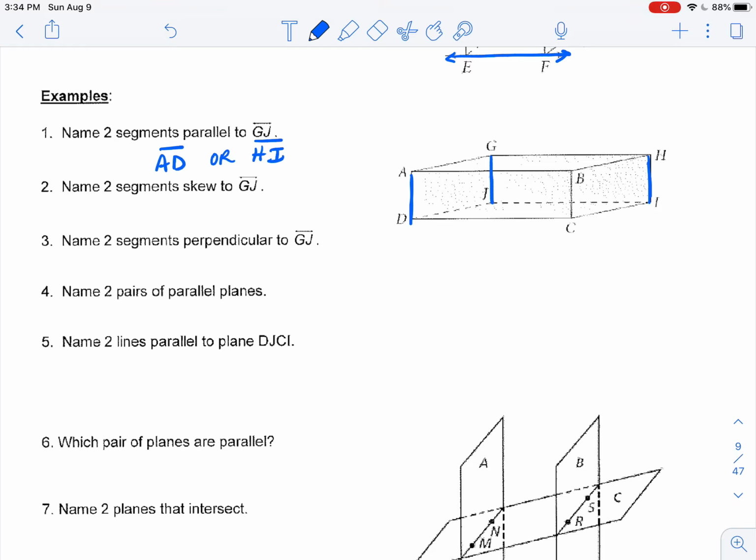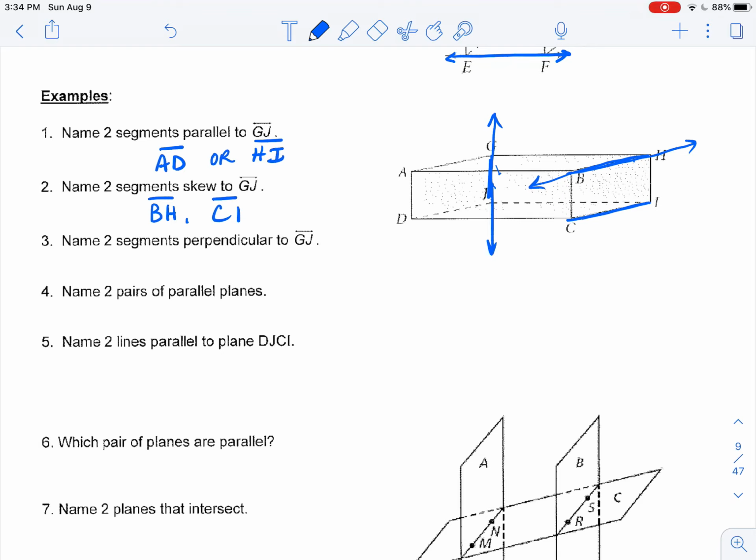Two segments skew to GJ. Okay, so GJ, still back corner. So we want to be on a different plane and never intersecting. Okay, how about BH? You see how GJ, if I were to extend it forever, is going vertically, but it's at the back of that prism. BH is going horizontally, and it's on the right side of the prism. We could also name a segment CI. That is skew to GJ.